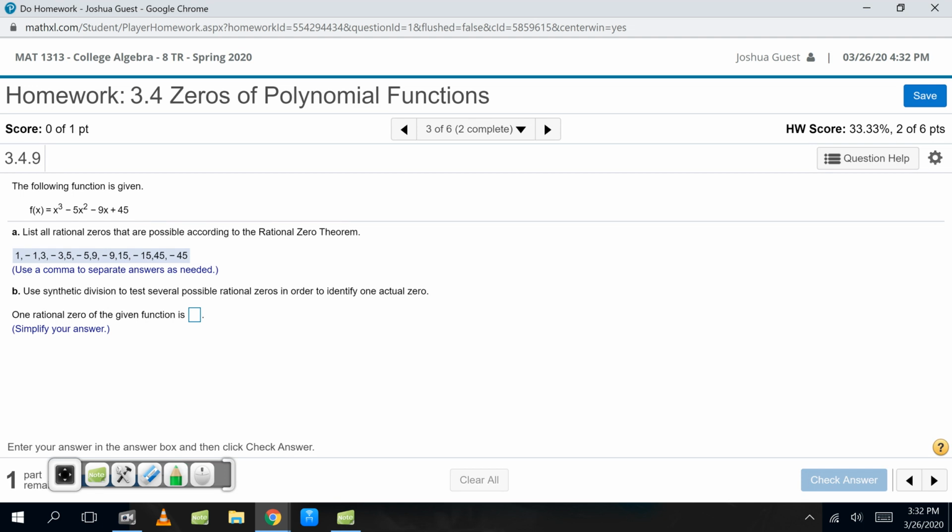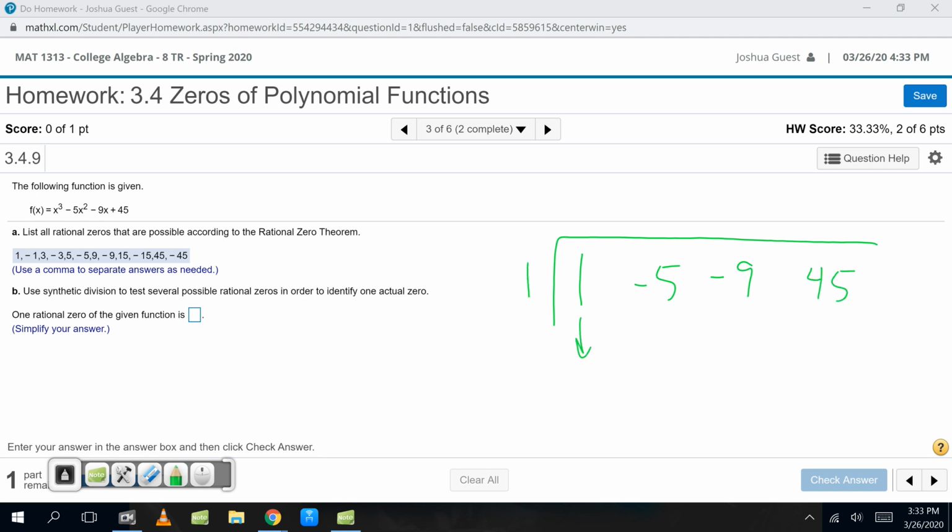Now it says use synthetic division to test several of them in order to identify one. The reason it says several, we may or may not get the one right off the bat, okay? So to do this, we use synthetic division. So my house is upside down, and I put this in here. It's going to be 1, -5, -9, and 45. And then I'm going to try 1 first.